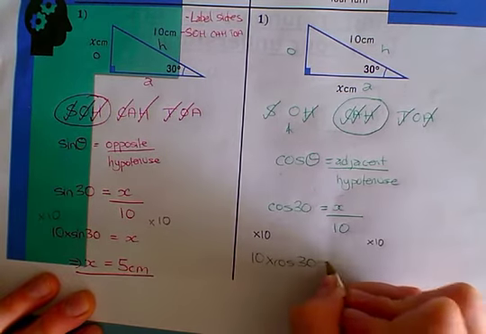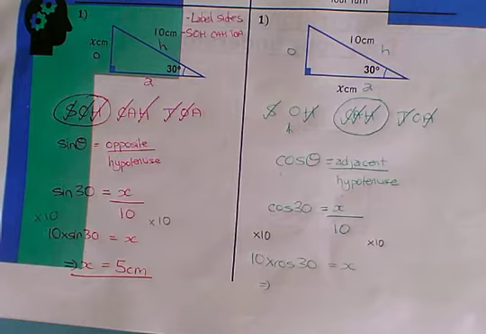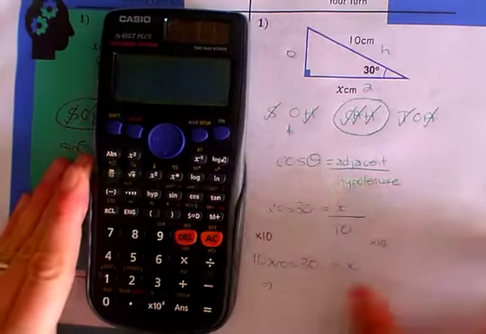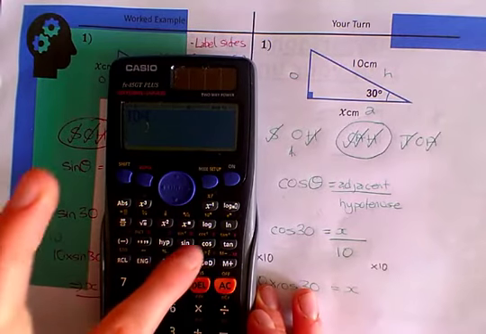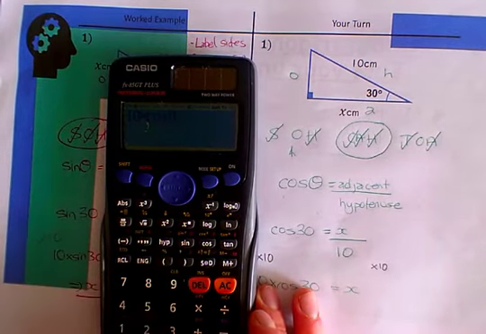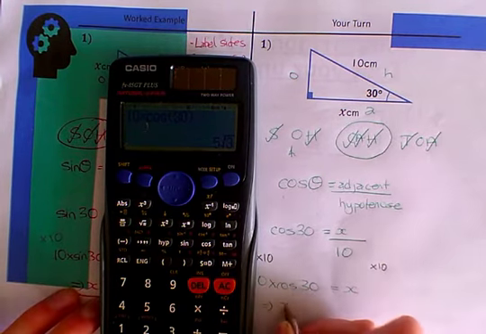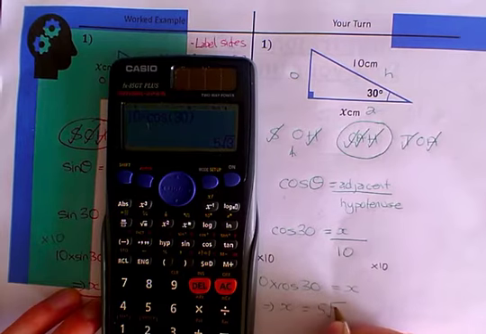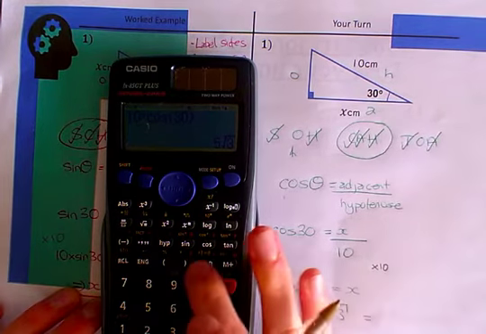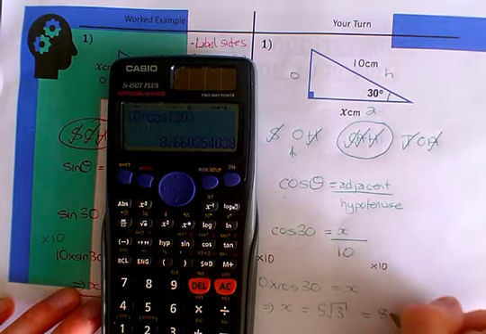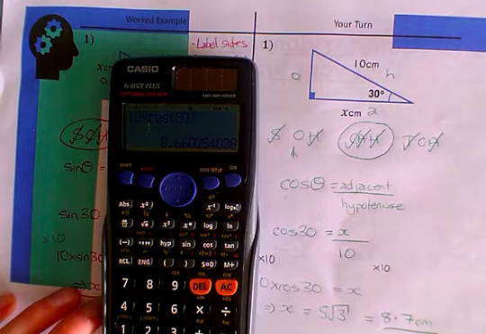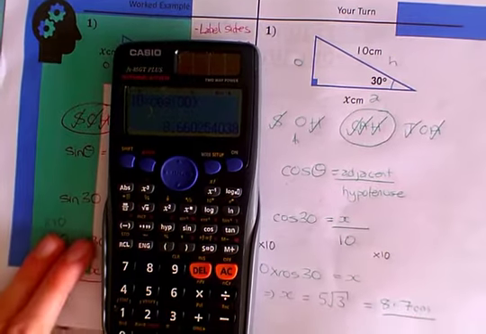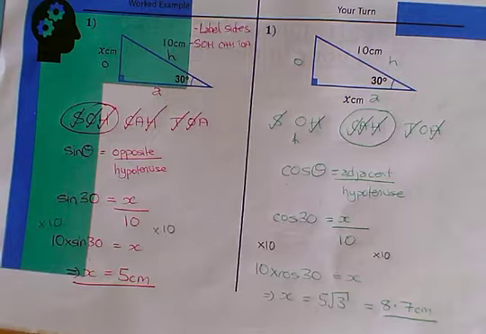10 times cos 30 is equal to x. So on your calculator you've got 10 times, and then you're using your cos button here, so cos of 30, close the brackets, and that is equal to 5 root 3, which if you press your SD button is equal to 8.7 centimetres, rounding there to 1 decimal place. Okay, so that is your value of x.